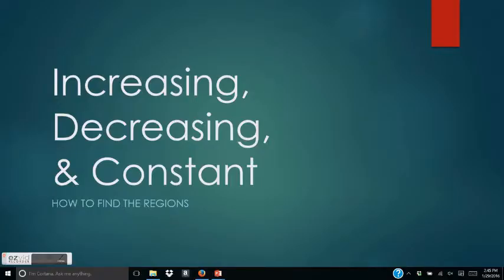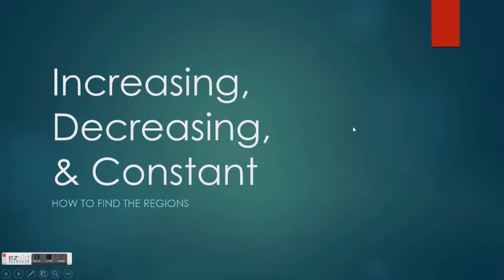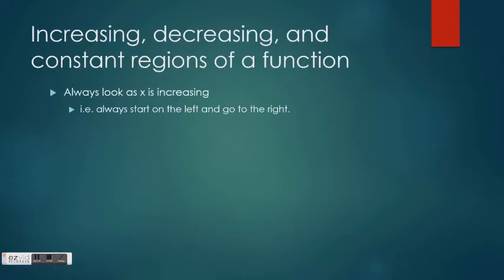To the next video. Today we're talking about increasing, decreasing, and constant regions of a function. You probably already have dealt with quite a bit of the quadratic stuff. When we're talking about increasing, decreasing, constant, we're talking about regions of our function where the function is going up, it's going down, or neither. In general, you want to start at the left of your graph and go to the right.